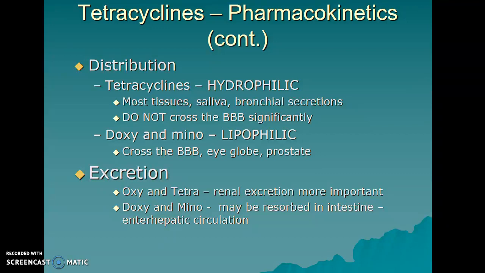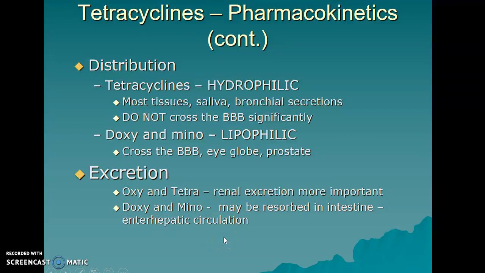For excretion, oxy and tetracycline, the renal excretion is more important in them. But with doxy and minocycline, they go into the intestine. They are excreted through the liver and go into the intestine, and they recirculate, so they last longer. That's why they have that longer half-life. And that is due to the concept that we learned way back in chapter 3, enterohepatic circulation.